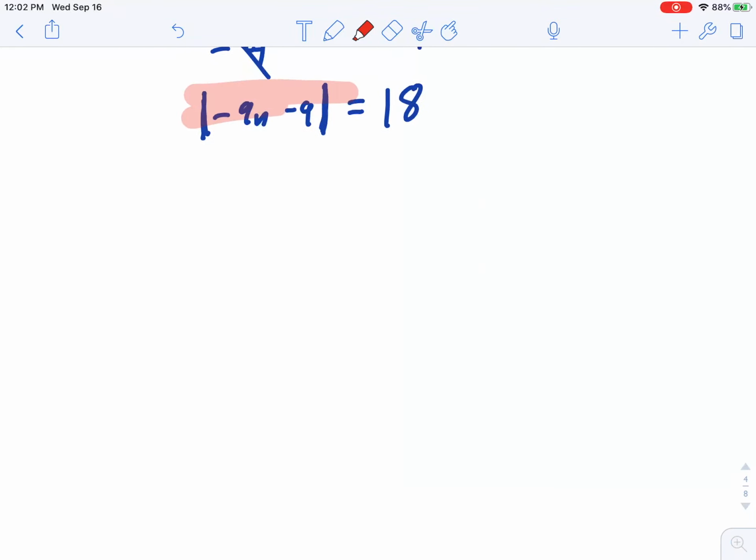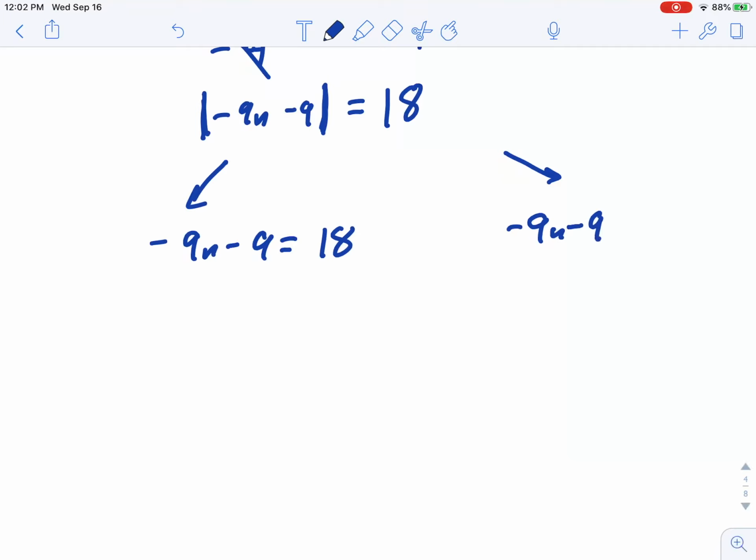Now I have the absolute value bars alone on one side. I can split this into two equations. One positive, negative 9n minus 9 equals positive 18. And the other negative, negative 9n minus 9 equals negative 18. Notice, by the way, I didn't change these signs. You don't change those. You leave the 18 positive and then change it to negative.